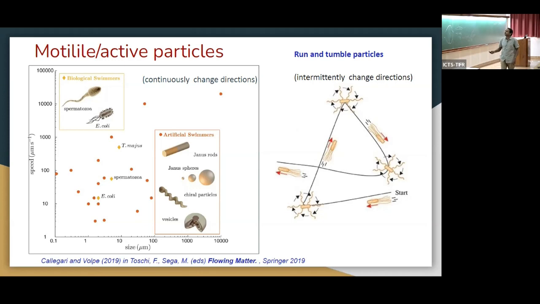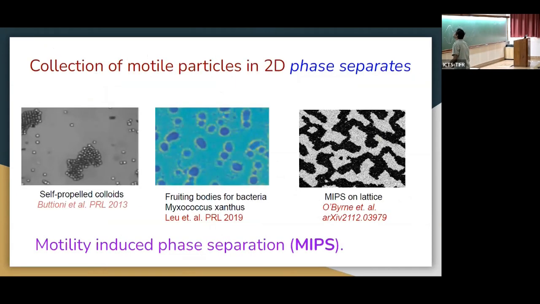There are many examples of motile particles, and they can change their direction continuously, or they can change their direction intermittently. For example, if it is an E. coli, it is moving, but the flagella cannot orient in the other direction instantly. So it goes in the same direction for some time, and then suddenly changes direction, and goes like that. So it intermittently changes direction. This is called run and tumble particles. So these are 2 different kinds of particles we have.